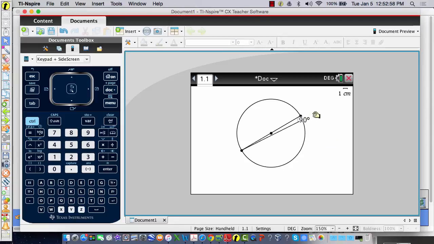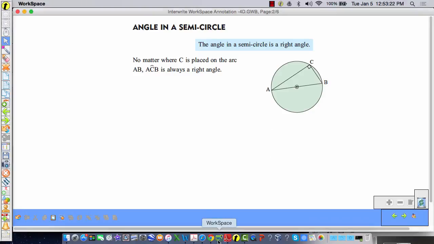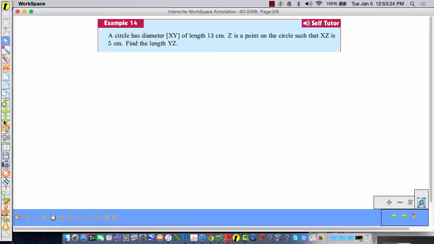If you look here, I've got a triangle inscribed in the semicircle, meaning the hypotenuse is a diameter of the circle. So no matter what, I wonder if I can move this around. I don't think I can. Can I move that? Yeah, I can. No matter where the diameter is, and no matter where this point is, I'm going to have a 90-degree angle. And that is quite helpful in answering some questions. So let's get to it.